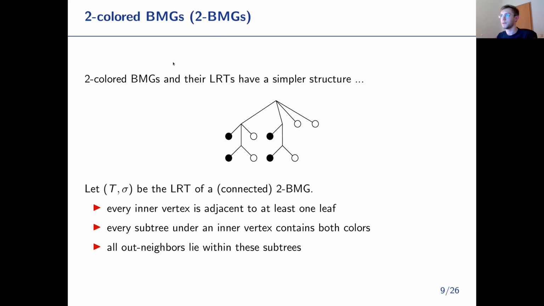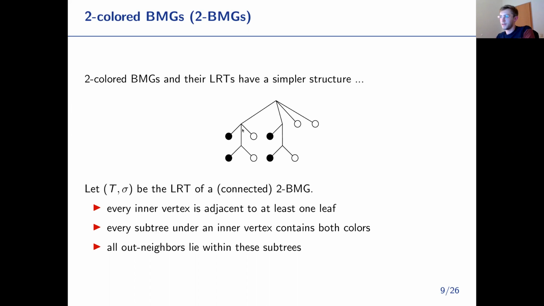Because two-colored BMGs, or 2BMGs in short, and especially their least resolved trees, have a much simpler structure. And this is an example for such an LRT for a 2BMG. And one important property of them is that every inner vertex is adjacent to at least one leaf. And another important property is that every subtree under an inner vertex contains both colors.